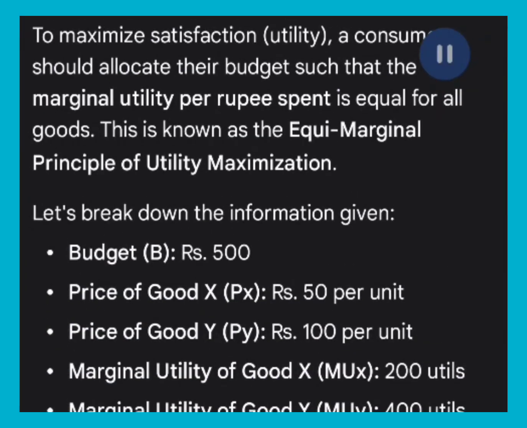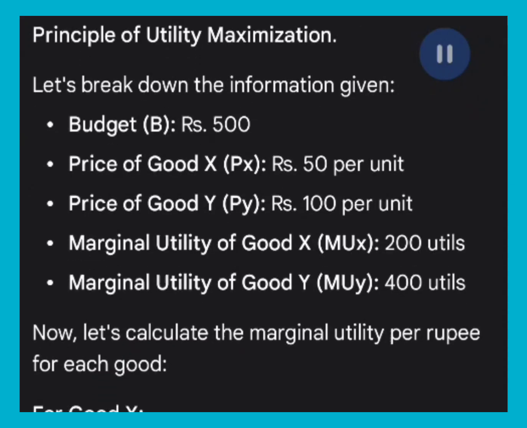To maximize satisfaction utility, a consumer should allocate their budget such that the marginal utility per rupee spent is equal for all goods. This is known as the equi-marginal principle of utility maximization. Let's break down the information given.